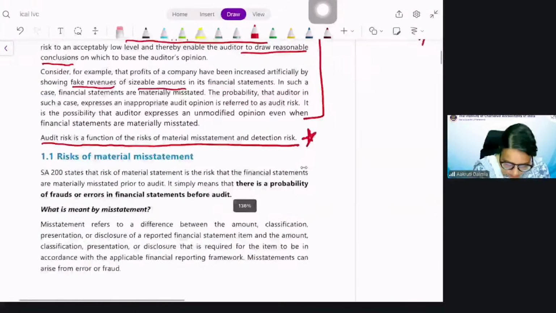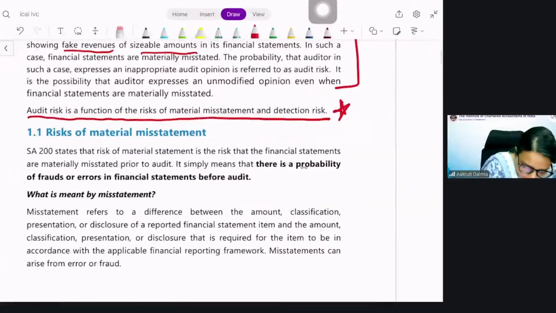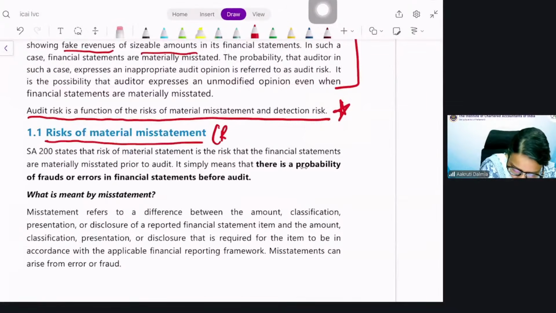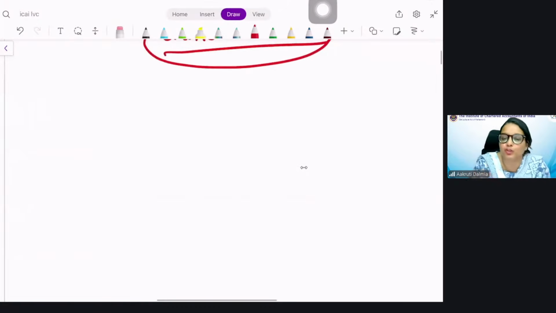Now, risk of material misstatement. Sometimes I will refer to it like this just so that I can write it quickly, but in the exam, you have to use the full term, risk of material misstatement. Okay. Now, everyone pay attention here. Let's finally learn the definition of misstatement. I have given you an explanation of what a misstatement is. Pay attention, everyone.